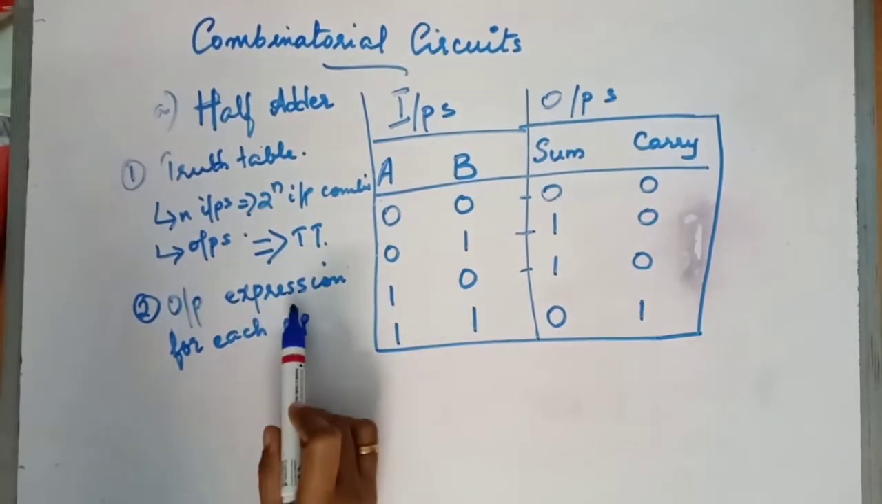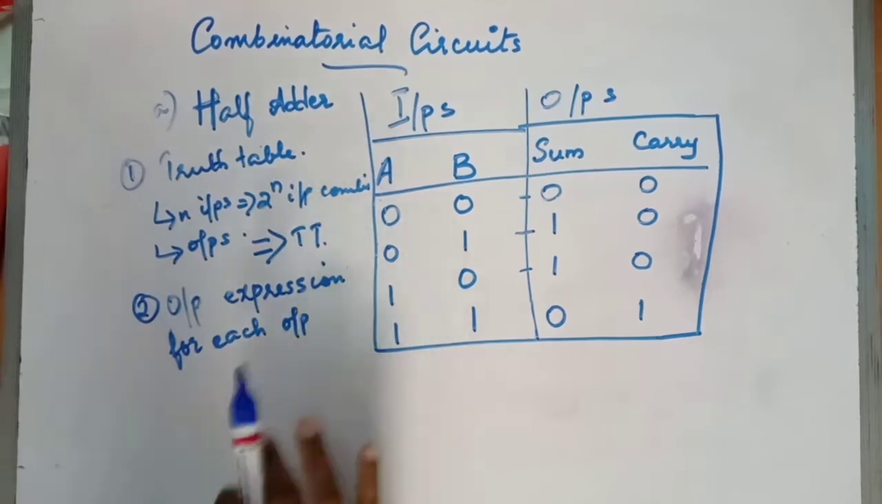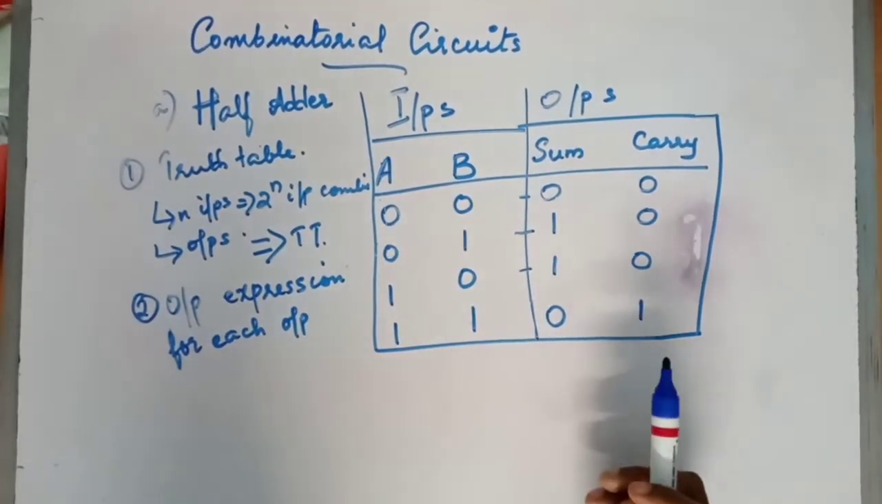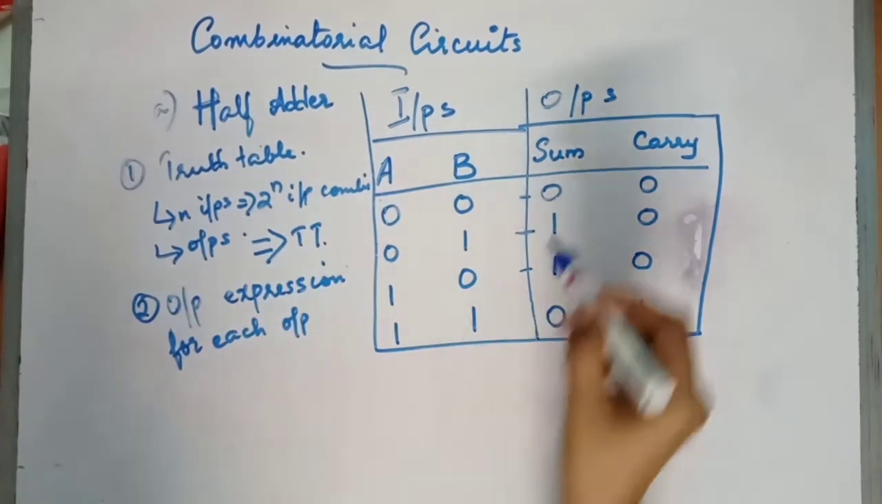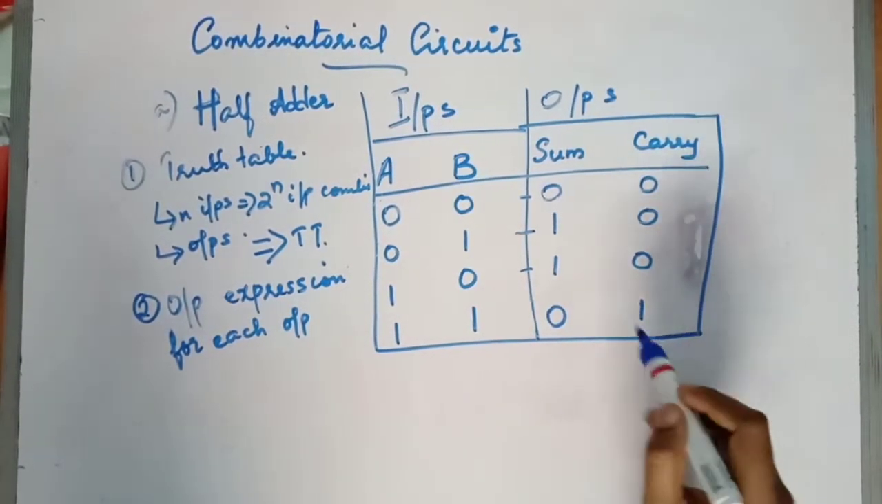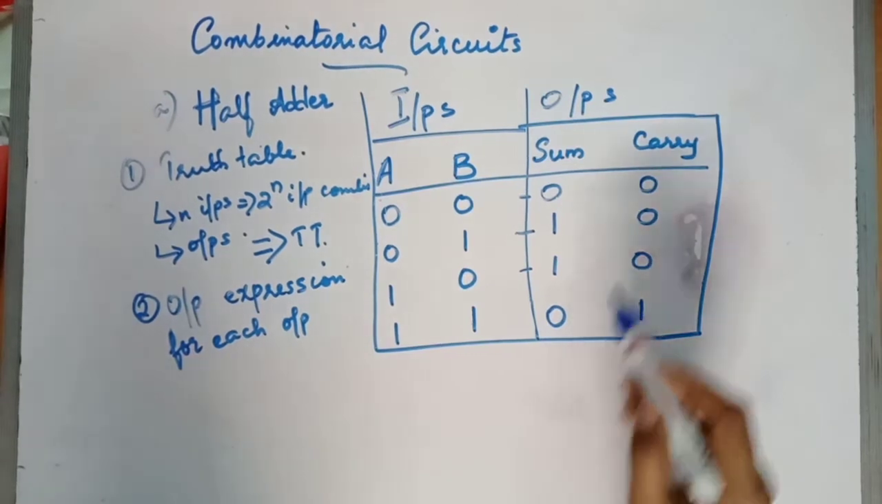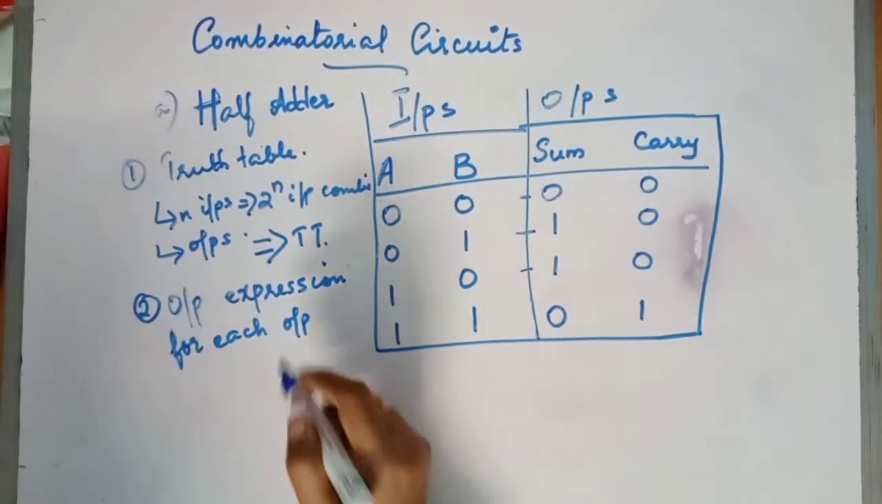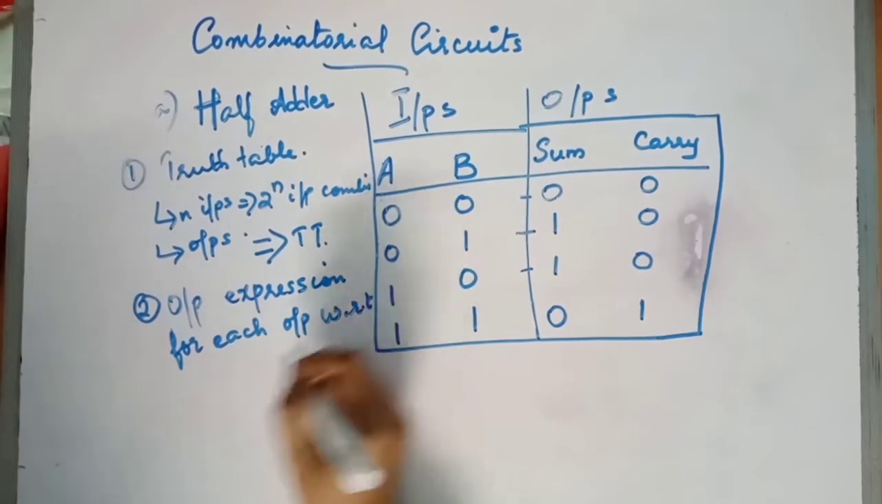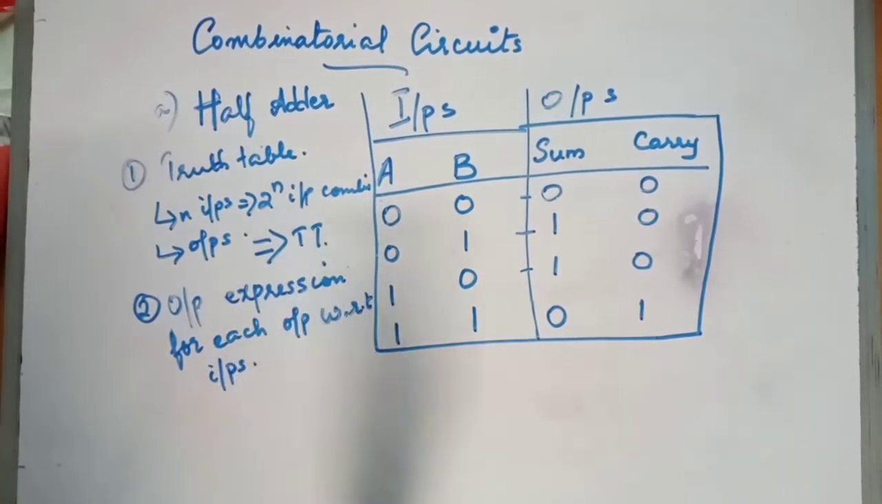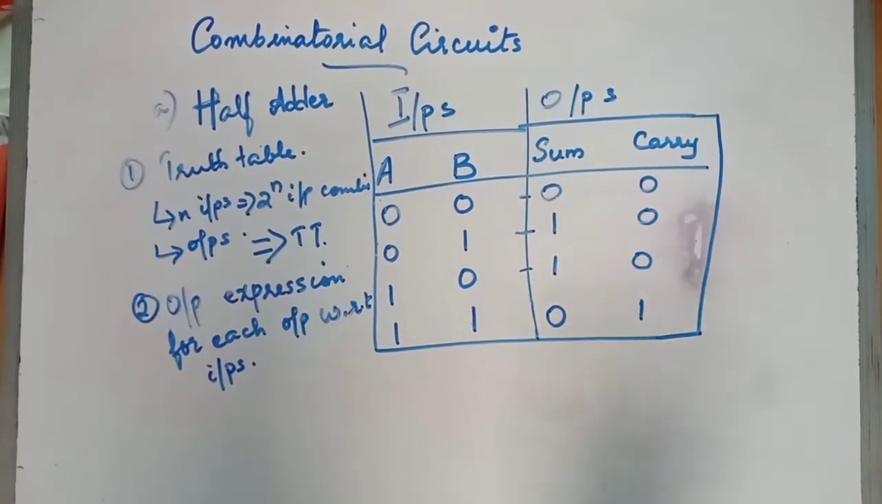So in the output expression, what will be there? Output is equal to, what is the right hand side? It will be an expression consisting of the inputs. For each output, in this case you have 2 outputs, so you write an expression for sum, you write another expression for carry, both with respect to the inputs. That is, the right hand side should have a combination of inputs only.